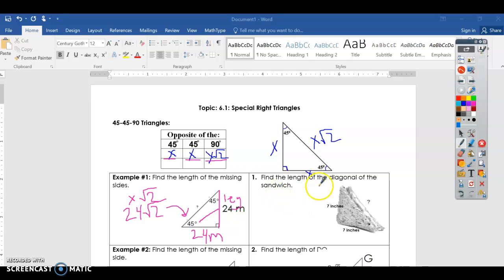Okay, so find the length of the diagonal of the sandwich, so you're looking for the hypotenuse.